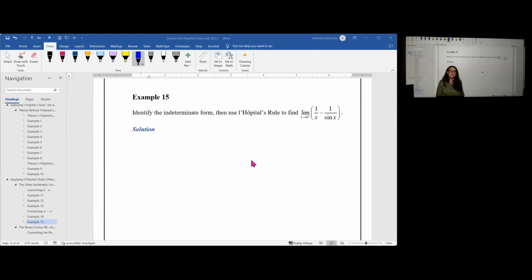Go ahead and pause the video and try to work it out. In this problem, you're going to have to get a common denominator, which is going to be x sine x. Try that method, and let's see how you do.